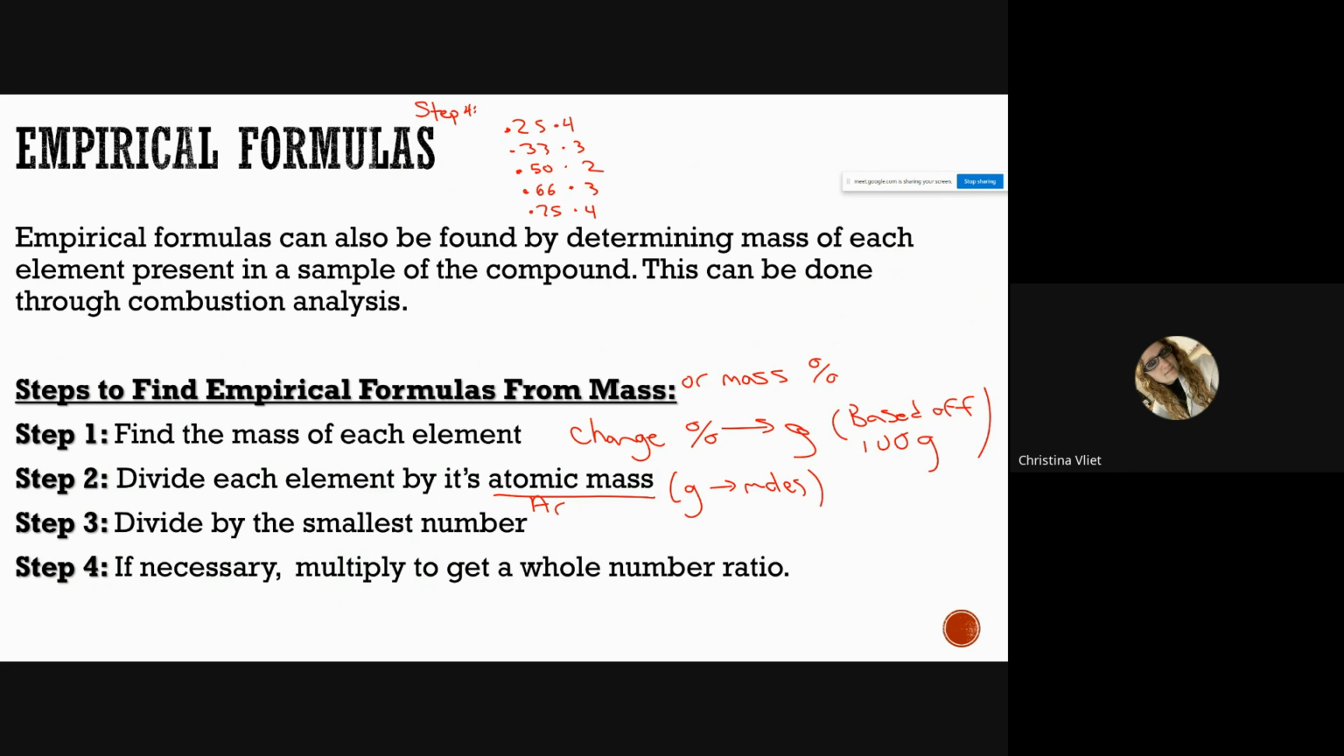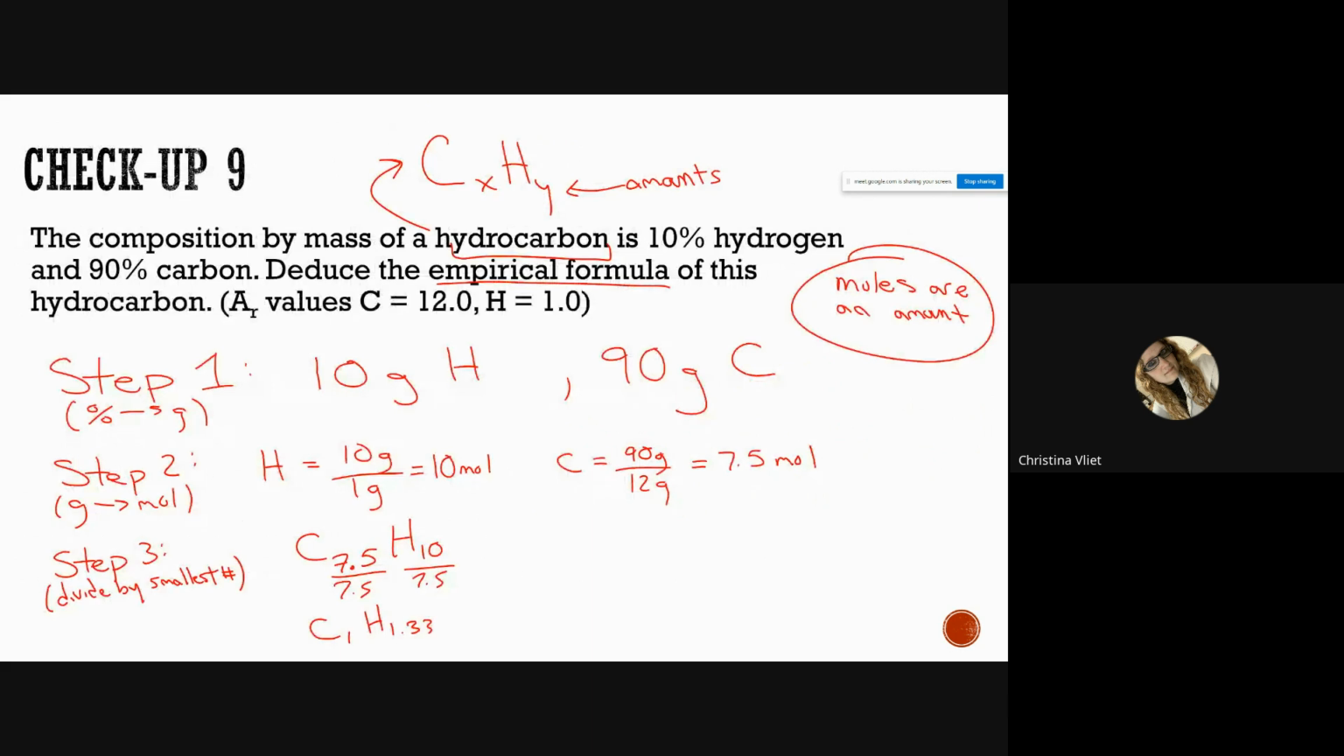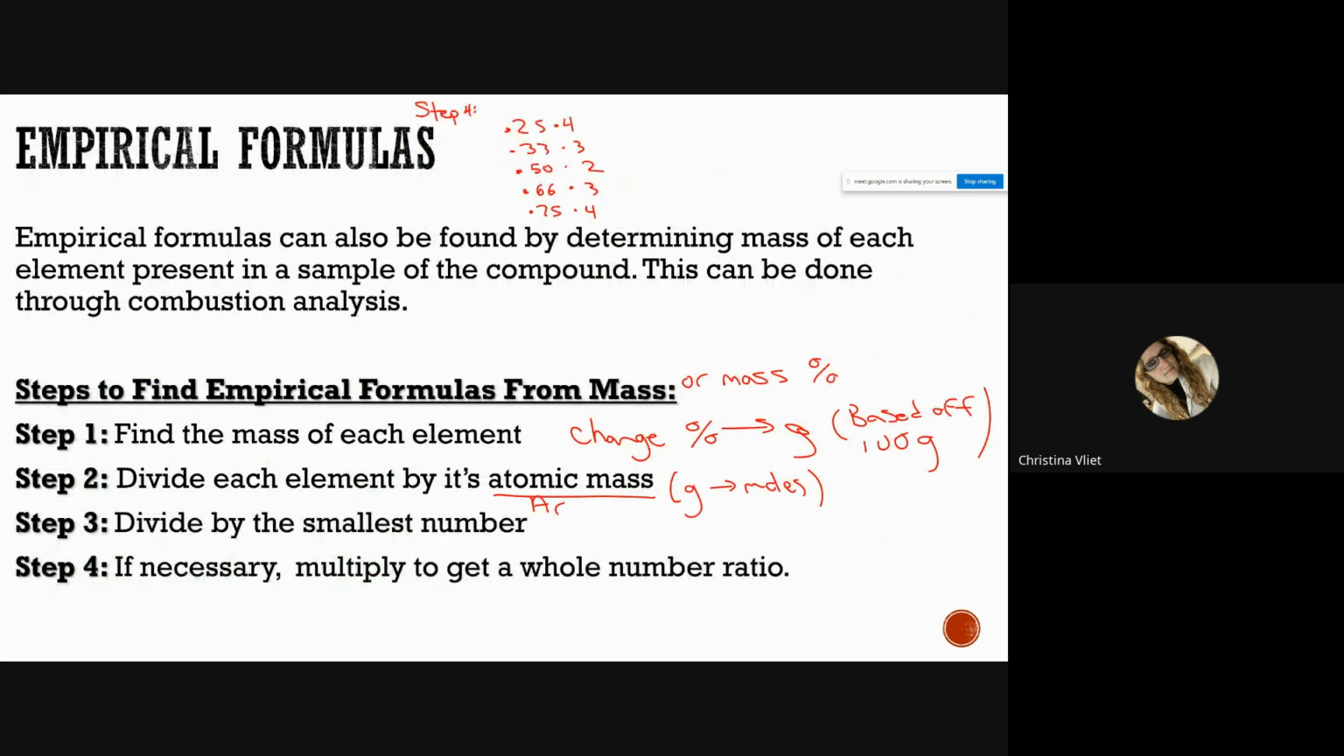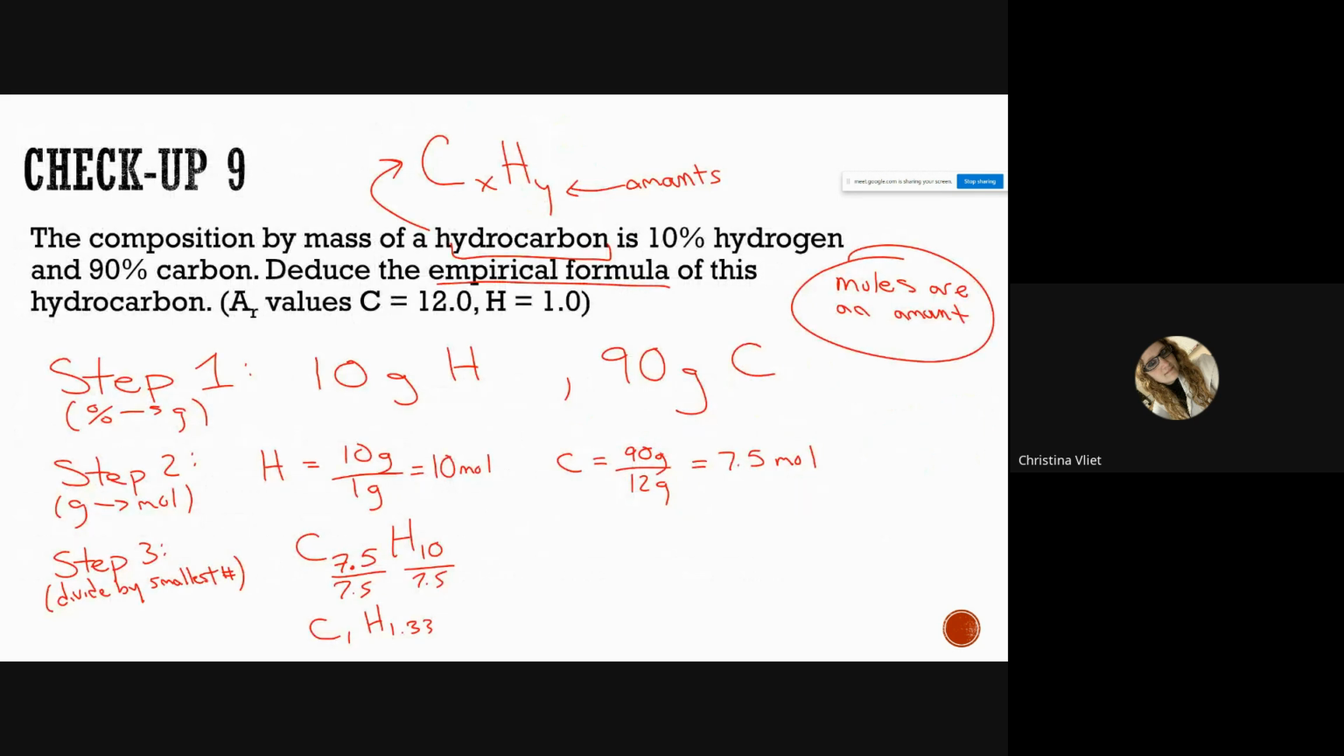So you're basically estimating numbers until you get to 90 and 10. I mean, it's whole numbers, so it gets close pretty fast. Yep. So you multiply by 3 each of these, right? You get C, 1 times 3 is 3. And H, if you carry 3 significant figures, you get 1.33 times 3, which is 3.99.